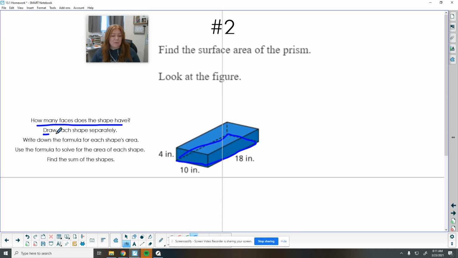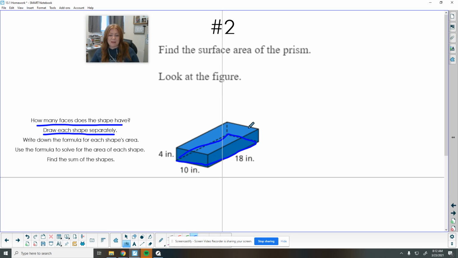So let's go through and draw each of these shapes, or you can unfold it and draw it as a net. But I think sometimes it's easier just to separate each piece. So you can do it either way. You can draw it like this and label it, or you can find the bottom, the sides, the front. But remember, each time we have 2 of those.